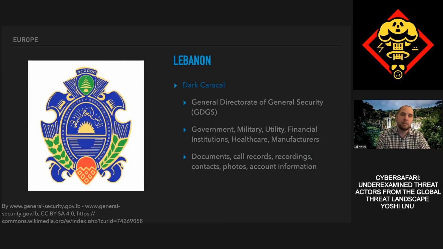EFF reported targets in the government, the military, utilities, financial institutions, healthcare, and manufacturing. Some of those hundreds of gigabytes of data that were exfiltrated include documents, call recordings, contacts, photos, and just general account information. The interesting piece about this campaign is that mobile malware was the primary attack platform. Initial access did start with phishing or social engineering, but also started with physical access to the phones of the targets.